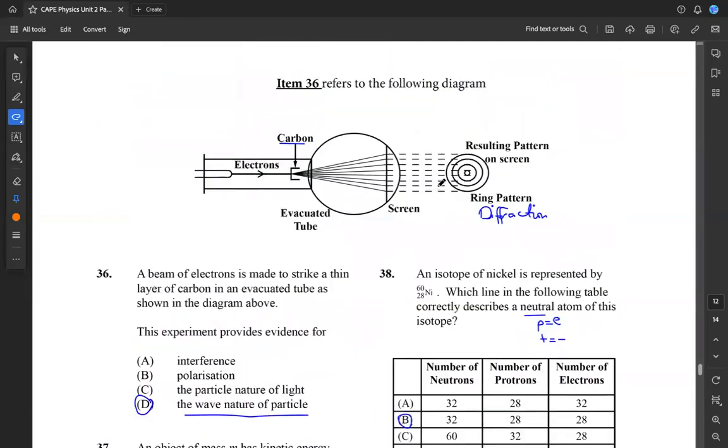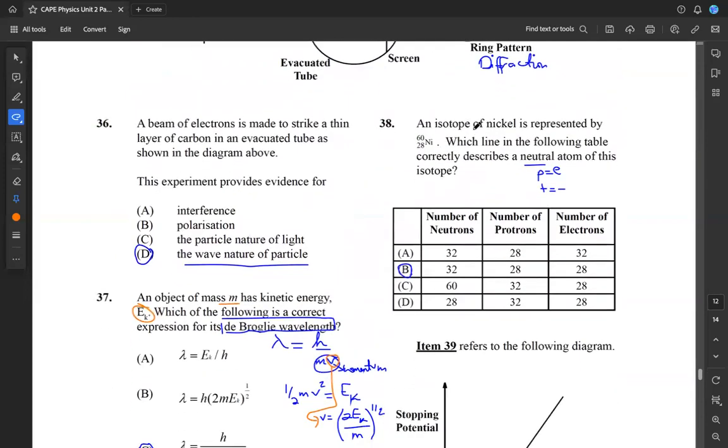So then 38 now. An isotope of nickel is represented by this, right? So it has a what? It has a mass number of 60 and an atomic number of 28, right? So which line in the following table correctly describes a neutral atom?